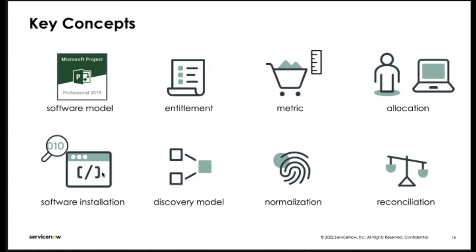Software installations are the programs sitting on the computers that you need to monitor. You use automatic discovery tools to keep an eye on them effectively. Discovery models group these installations by shared properties so that ServiceNow can work with them. Normalization is the process of recognizing your installed software and adding more information about it. Lastly, your reconciliation is what determines your license position so you can take action.